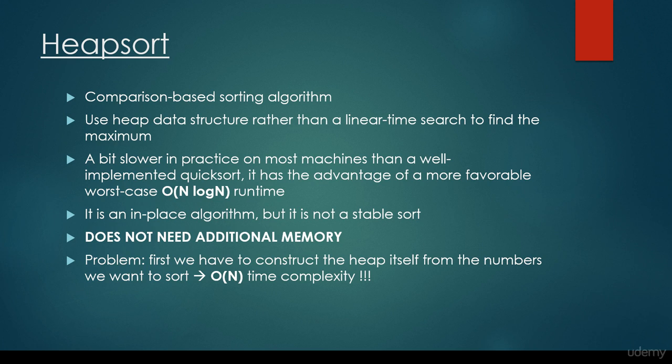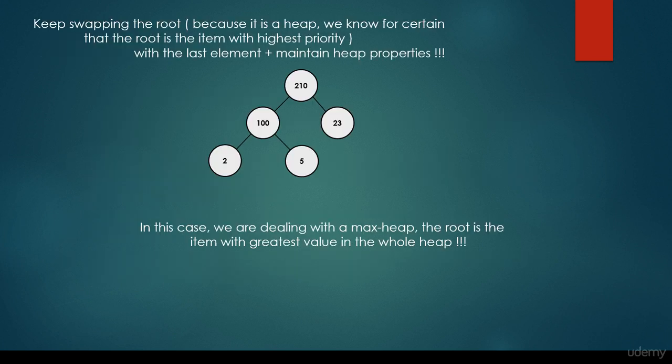Okay, the only problem is that first we have to construct the heap itself from the numbers we want to sort, and it's going to take O(n) linear time complexity because we have to consider every single item. So what about the heap sort algorithm itself? We have a heap like this, and we keep swapping the root, because it is a heap. We know for certain that the root is the item with highest priority. So for example, if we are sorting integers, then the greatest item, so the maximum number, is going to be at the root node. So we keep swapping the root node with the last item.